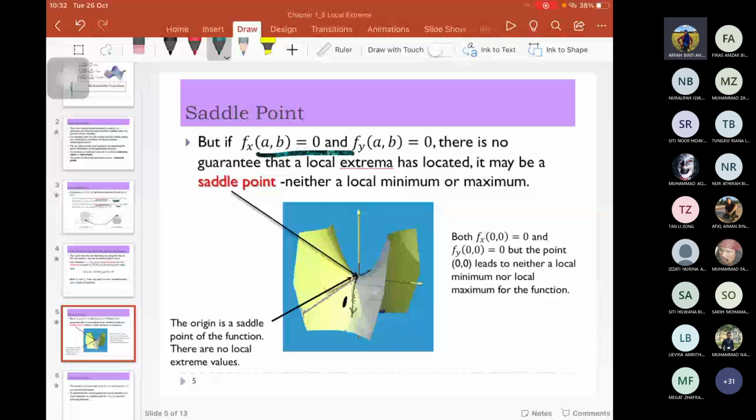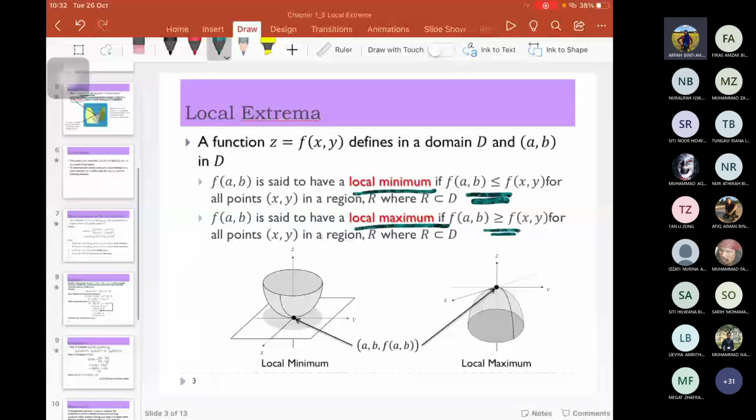So boleh guna teknik tu tapi dia bukan satu guarantee lah. So kalau nak betul-betul lebih pasti kita akan guna second order derivative test. This one. Extreme. That's why saya gunakan second order derivative test.